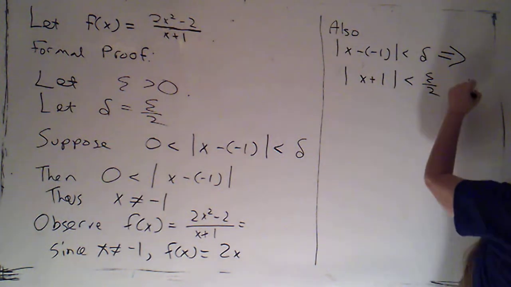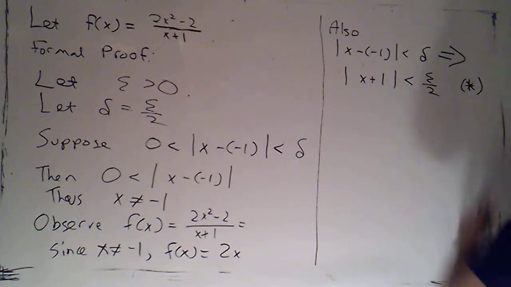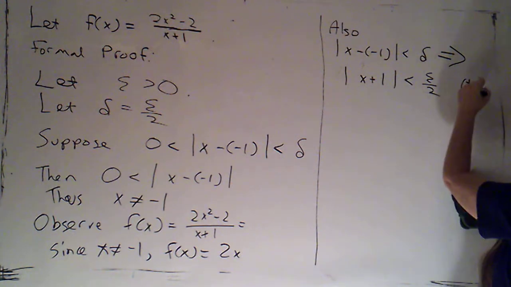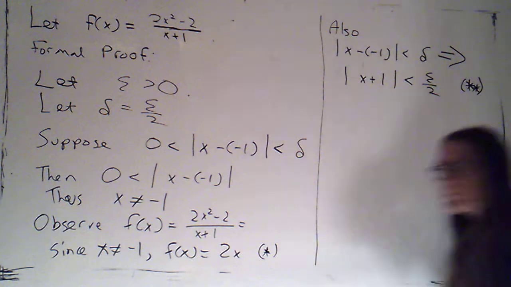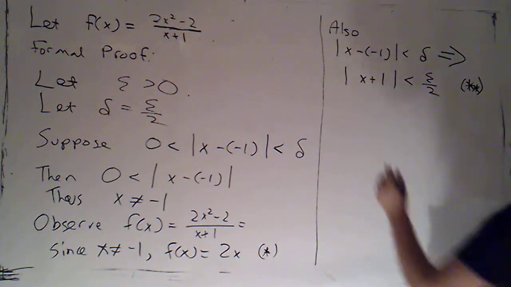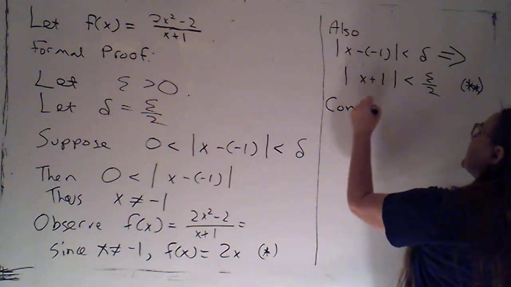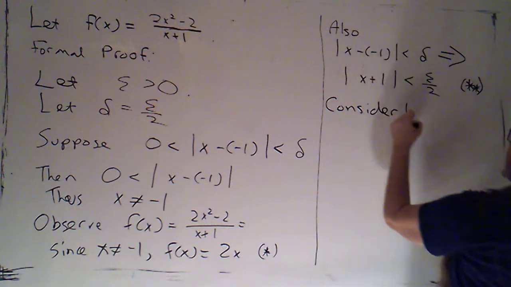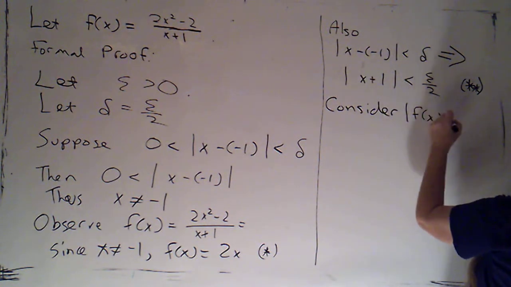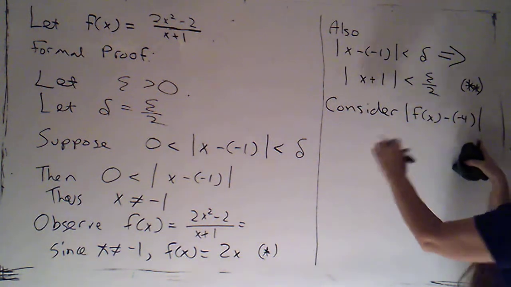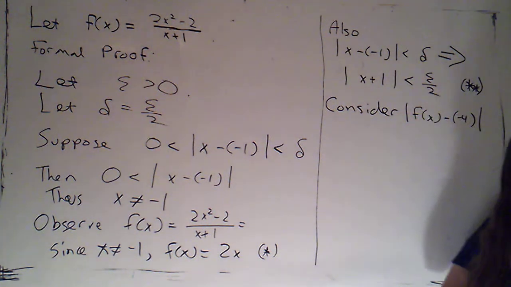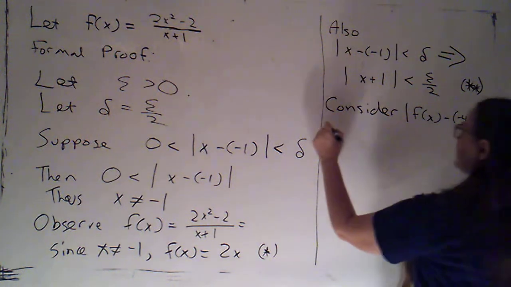Now I know I'm going to need to refer back to that later, so I'm actually going to call that double star, because I think I'm going to call this star. I'm going to need to refer back to that as well. Okay. So I'm going to use the word consider the absolute value of f of x minus a negative 4. That's just a nice transition word to say, now I'm ready to talk about this. And here's what I want to say about that.